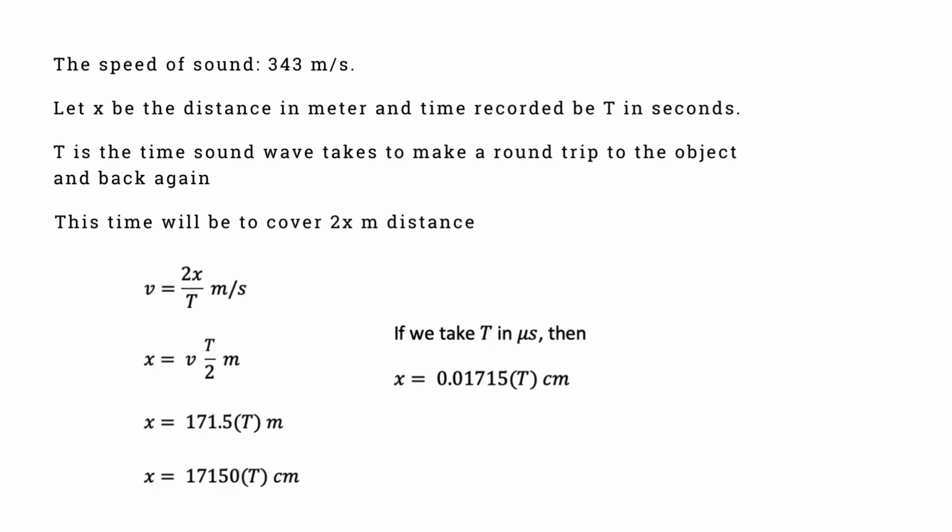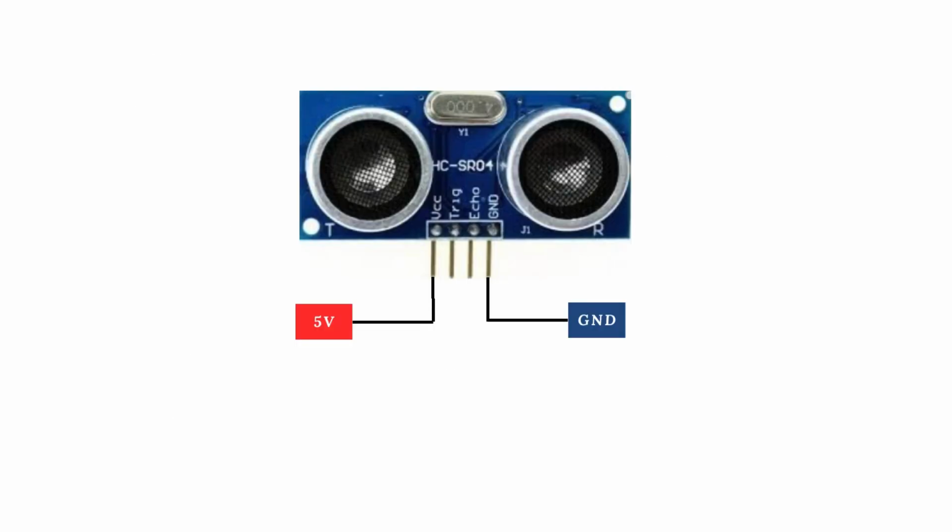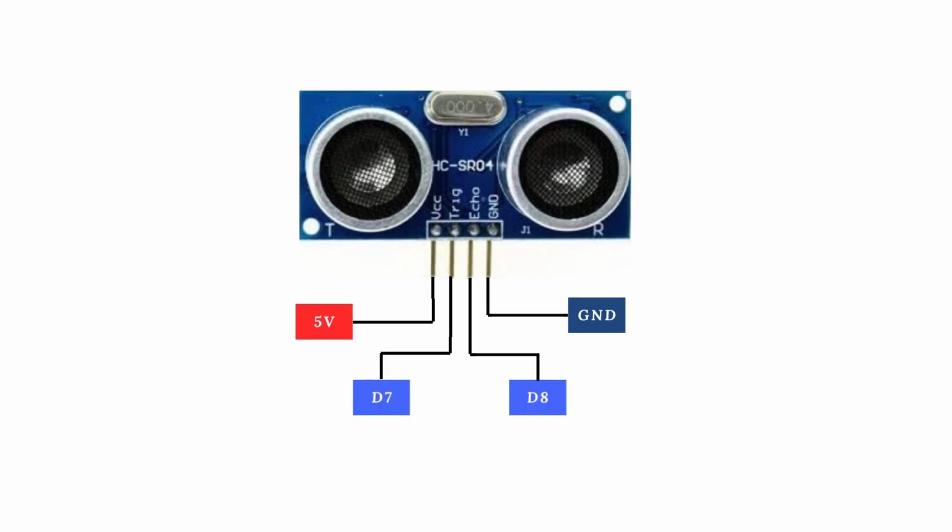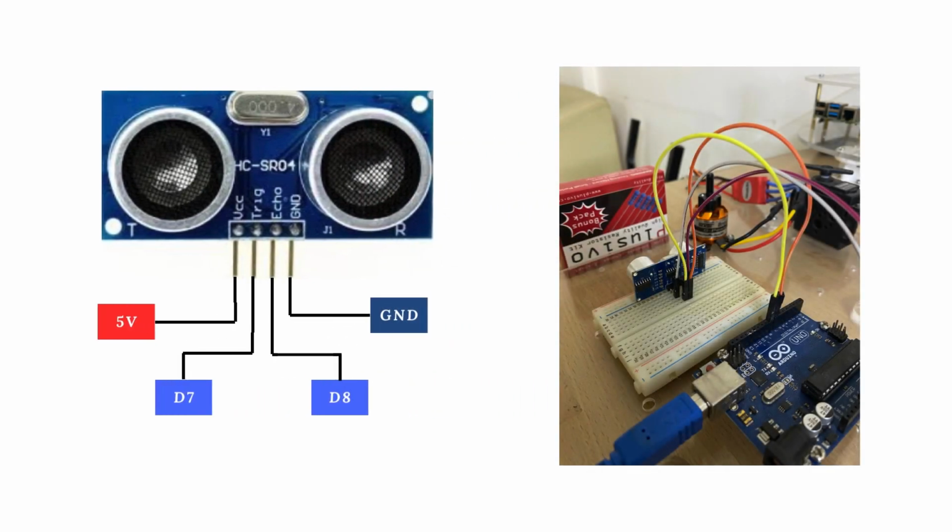So now it's time to connect the circuit. We connect VCC and ground to the VCC and ground of the Arduino. Now we connect the trigger pin to any digital pin. In this case, I am using pin 7 and pin 8, echo pin to the other digital pin. This forms a basic circuit for our distance measurement.